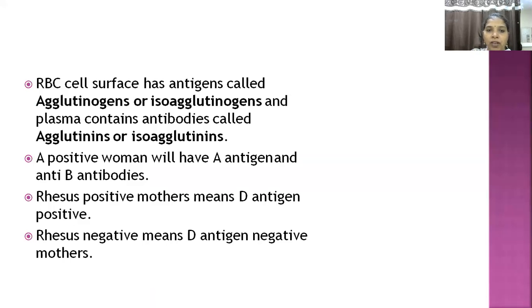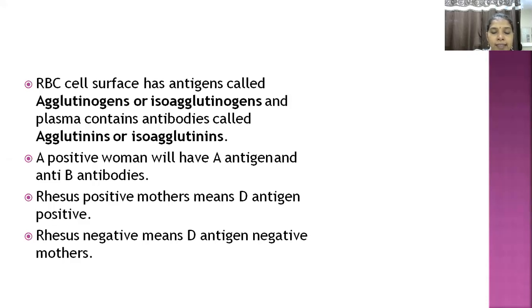A positive woman will have A antigen. The blood group of an A positive woman will have A antigen and antibodies to B. Rhesus positive is different from ABO grouping; ABO is different and RH is different. That A positive means the person has antigen for A and antibodies for B.